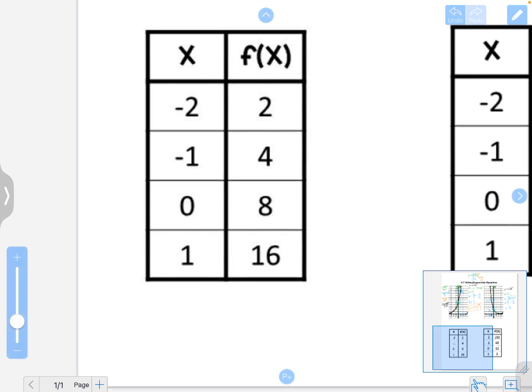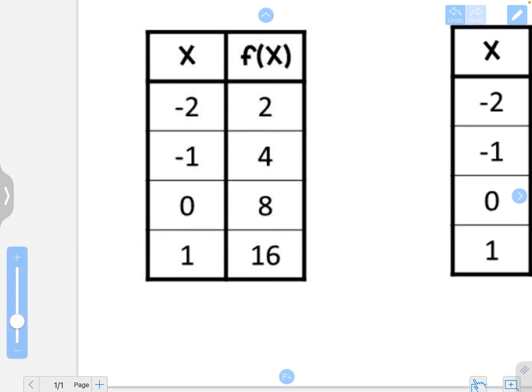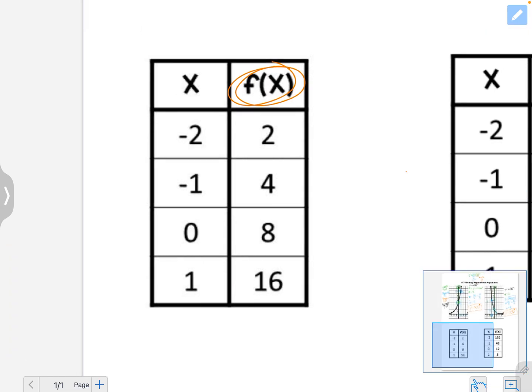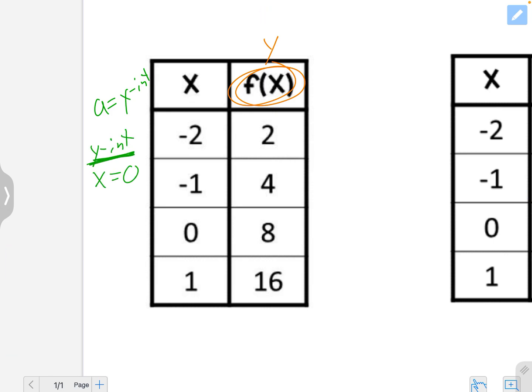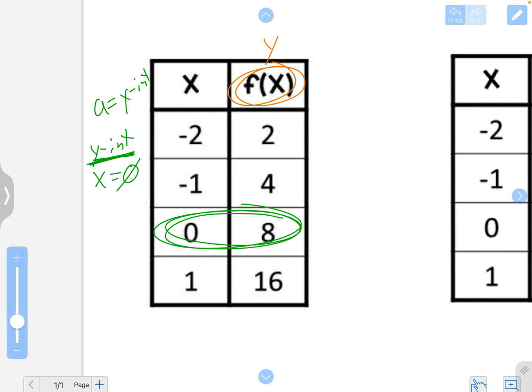All right, so now let's look at tables. So quickly, we need to remind ourselves that f of x is the same thing as y. We need to find our a value. So we said y-intercept is a, when we're looking at a table, our y-intercept is always going to be when x equals 0. So we're going to look through our x values, find where x is 0, and whatever y is when x equals 0, that is going to be my y-intercept. So in this equation, my a is going to be 8.